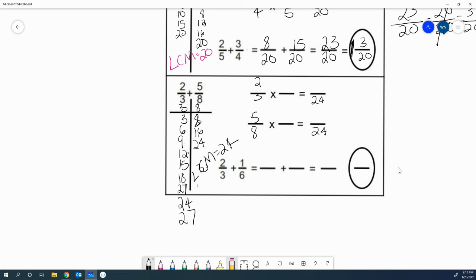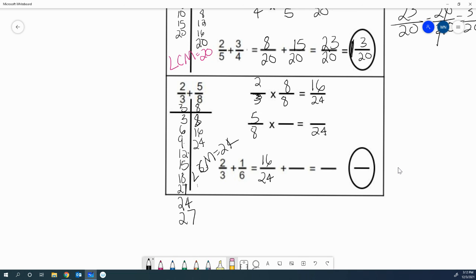In order to get from 3 to 24, you had to multiply by 8 because 3 times 8 is 24. And if I multiply my denominator by a number, I also have to multiply my numerator by the same number. 2 times 8 is 16, so I've got 16/24. This is my first fraction.